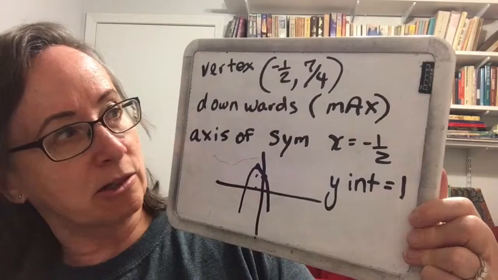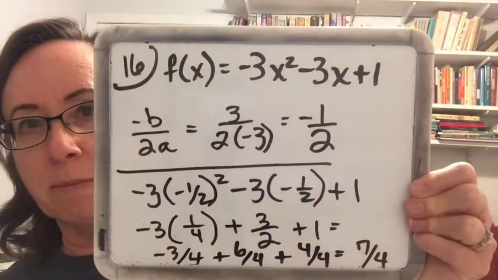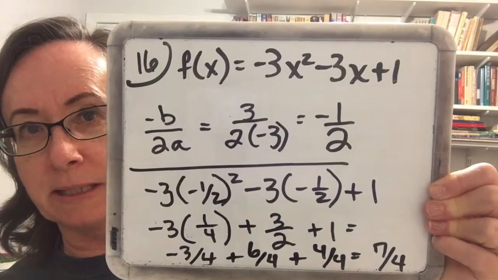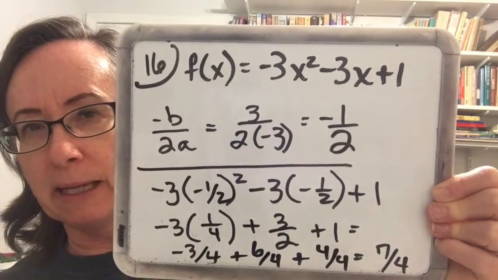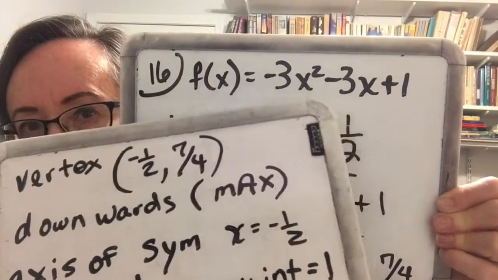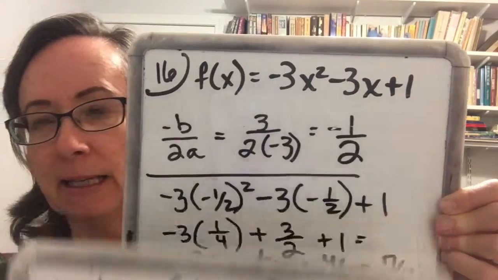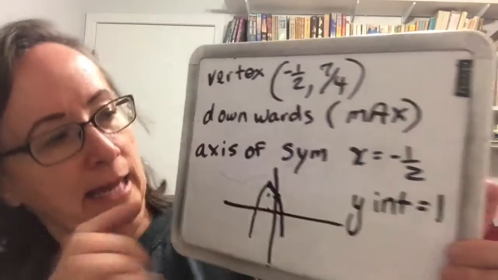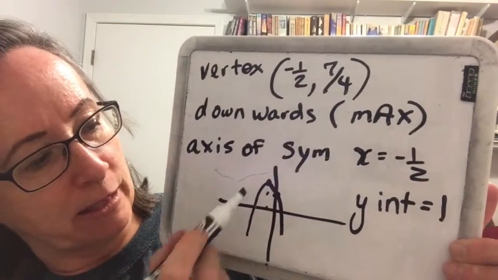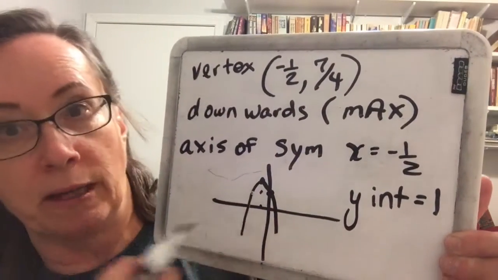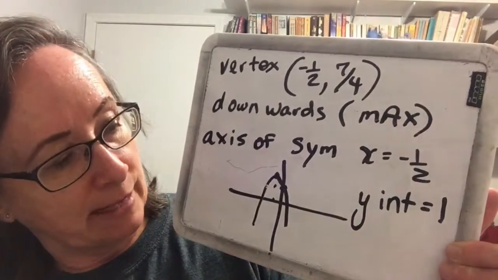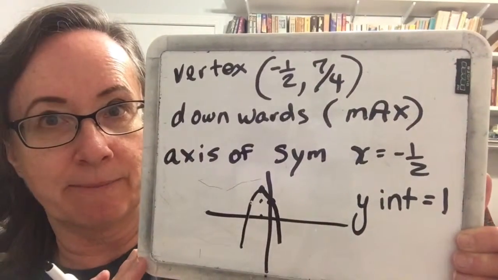I did have one extra point because when I look at this, isn't my y-intercept equal to 1? If I plug in up here at the top, x is 0, I get y is 1. So my y-intercept was 1, and therefore I knew I had also a mirror point on this side of the axis of symmetry.